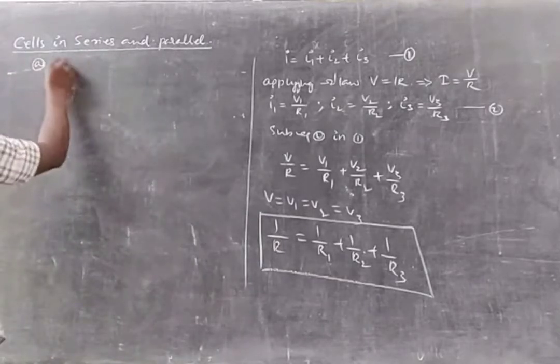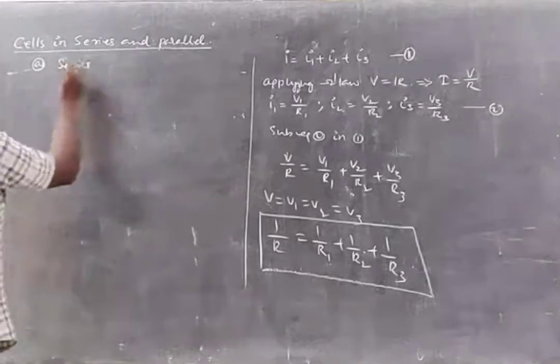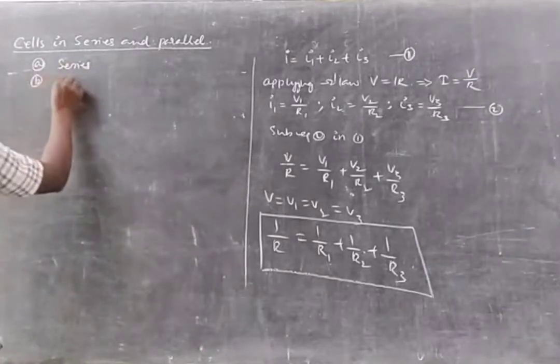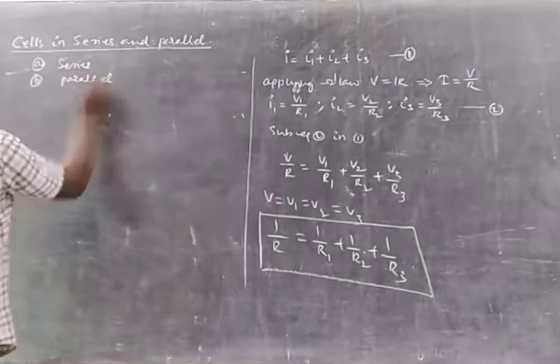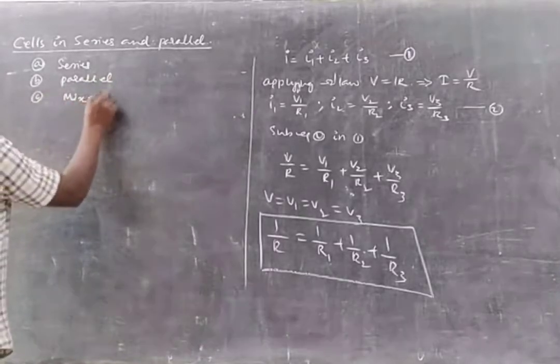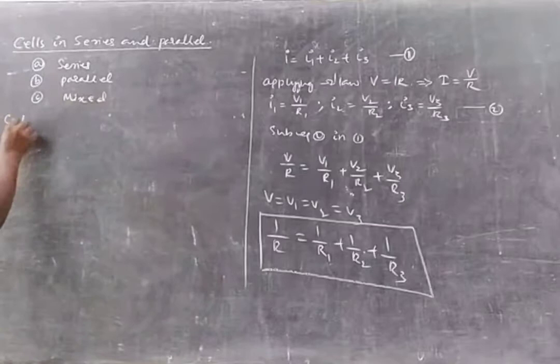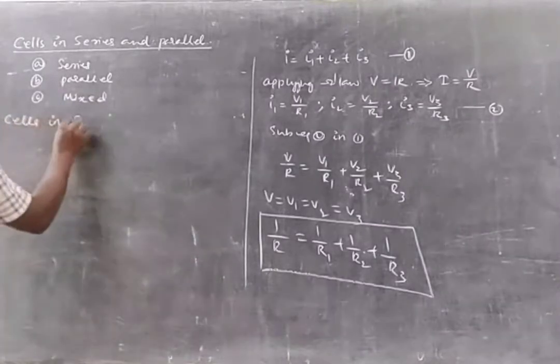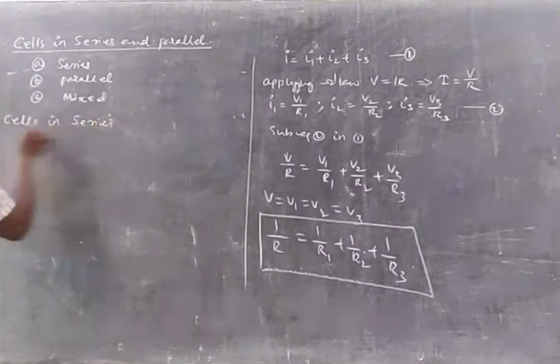One, cells connected in series. B, cells connected in parallel. And C, cells connected in a mixed circuit. So first I will go with cells connected in series.